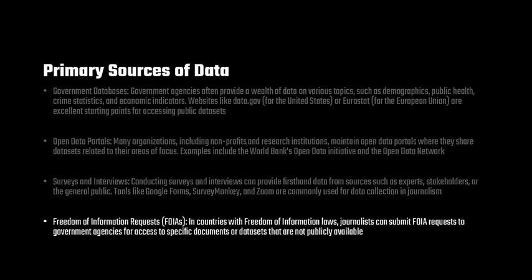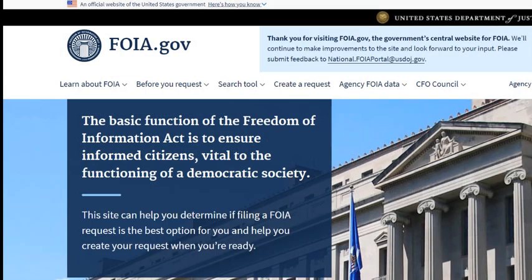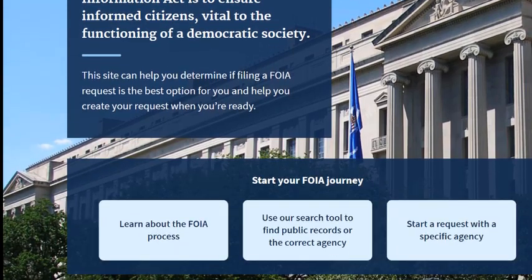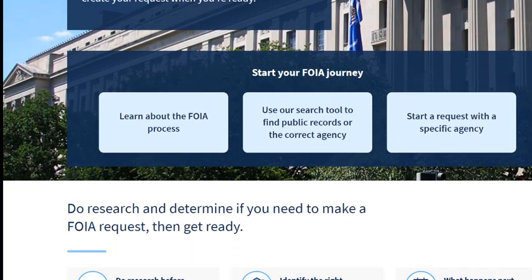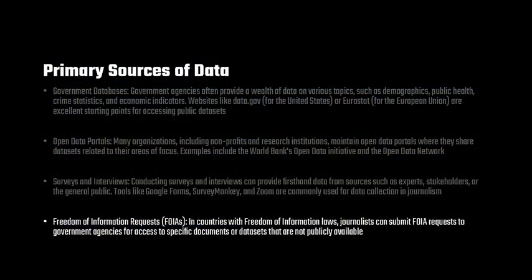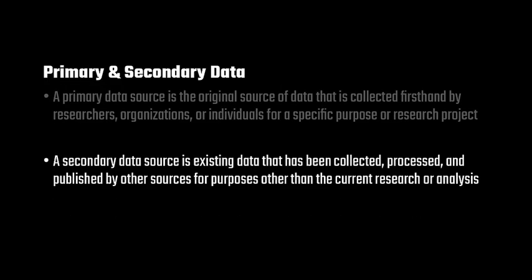Freedom of Information Requests, FOIAs. In countries with freedom of information laws, journalists can submit FOIA requests to government agencies for access to specific documents or datasets that are not publicly available. The following are examples of secondary data sources.